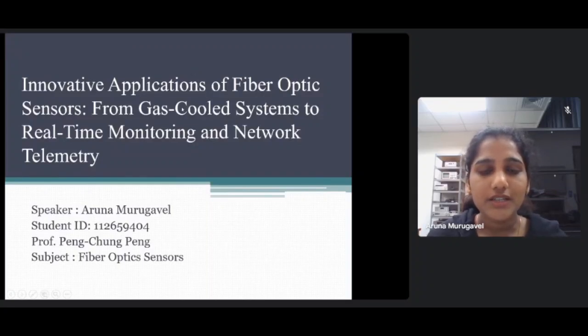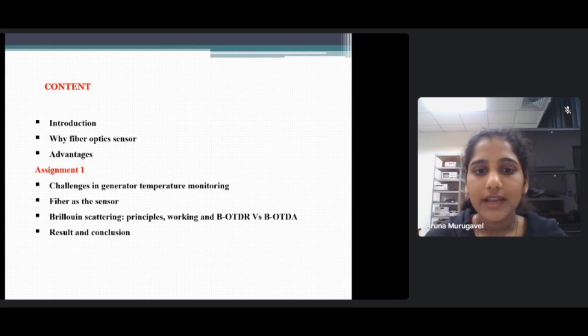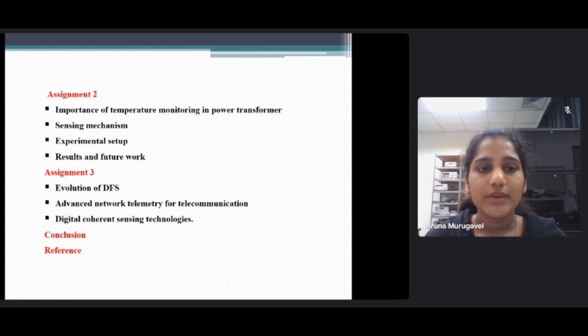This presentation is about the final report of fiber optic sensors. It covers the introduction of fiber optic sensors, their applications and advantages. Assignment 1 is based upon the challenges in generator temperature monitoring, Brillouin scattering and its working principle. Then Assignment 2 is based upon the importance of temperature monitoring in power transformers, sensing mechanism and experimental setups, and what the future works on it are.